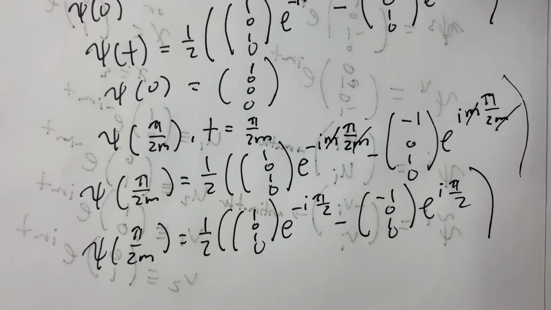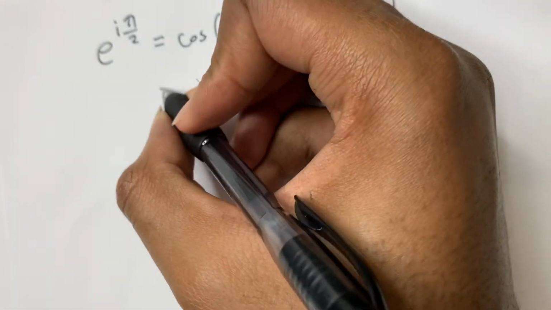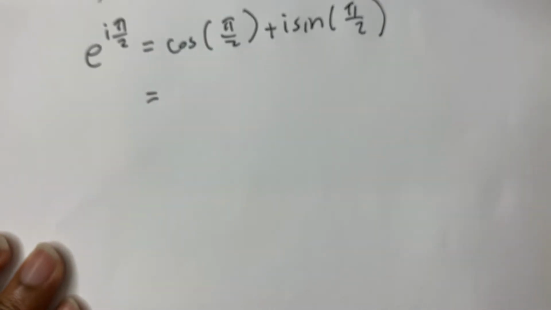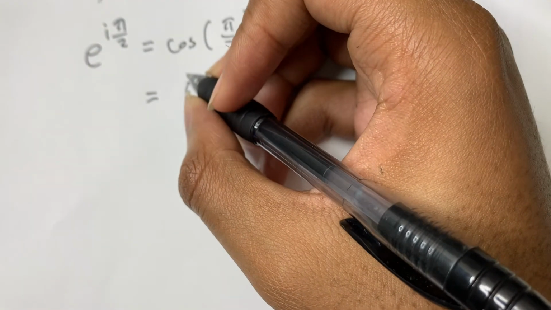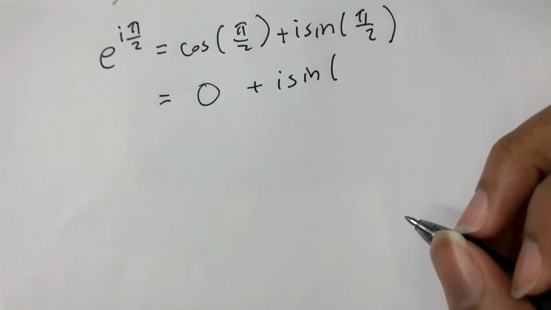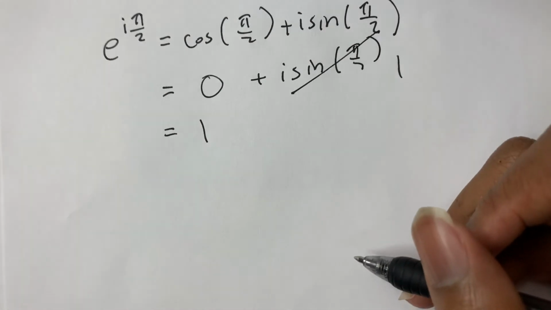So what to do now? Well, we just have to evaluate this using Euler's formula. e to the i pi over 2 is just cosine of pi over 2 plus i sine of pi over 2. So what is cosine of pi over 2? Cosine of 0 is 1, cosine of pi is minus 1, and the cosine of 2 pi is 1, and so on. This implies that cosine of pi over 2 is going to be 0. What about sine of pi over 2? Sine of pi is 0, sine of 2 pi is 0, implying that sine of pi over 2 is 1. So e to the i pi over 2 is going to be i.